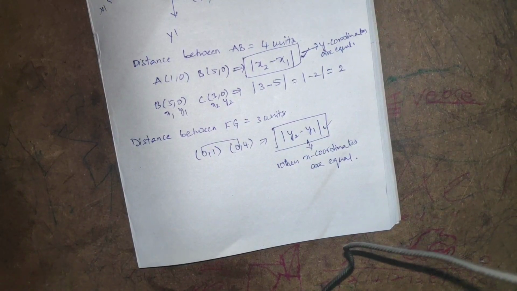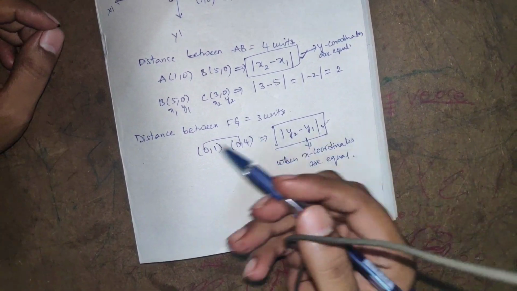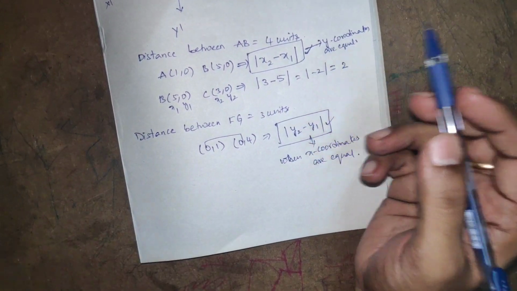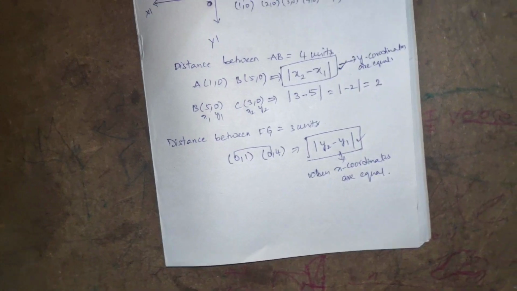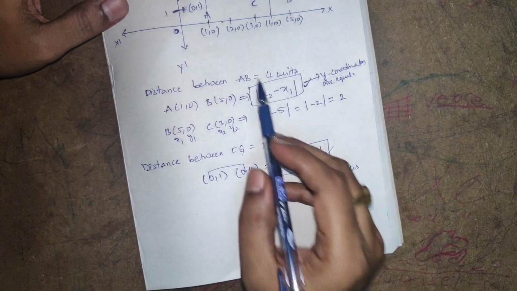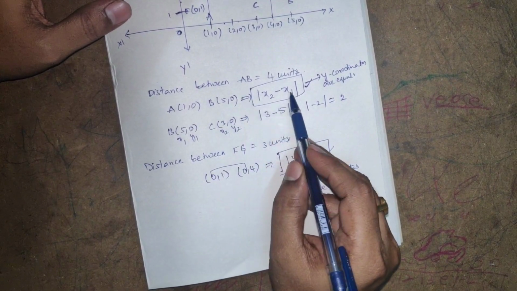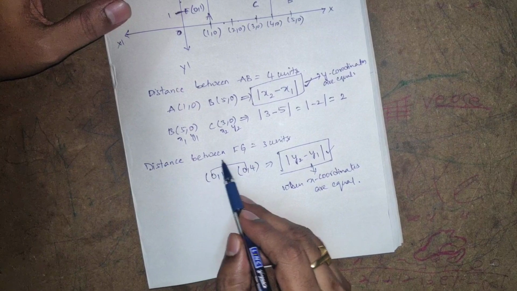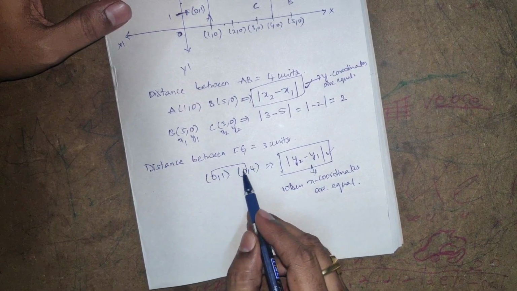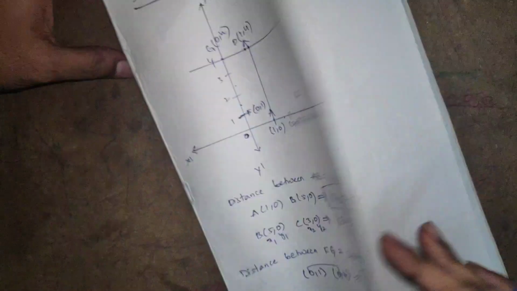In the last class we learned about the distance between 2 points whose x coordinates or y coordinates are equal. The distance between 2 points whose y coordinates are equal is modulus of x2 minus x1, and the distance between 2 points whose x coordinates are equal is y2 minus y1. Now let us discuss a point.